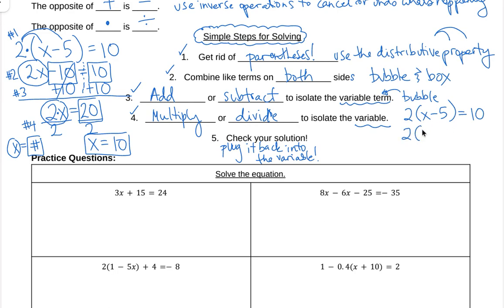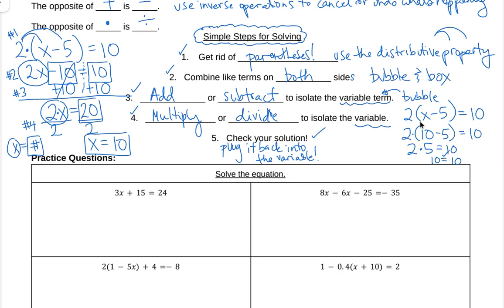So I'm going to say 2 times, instead of writing x, I'm going to write the 10. And then I'm simply just going to check my work. I'm going to do order of operations, right? I'm going to say 2 times 10 minus 5, because parentheses go first, is 5 equals 10. And 10 equals 10 because 2 times 5 is 10. So I have now checked my solution, that 10 is actually the answer for this equation right here.